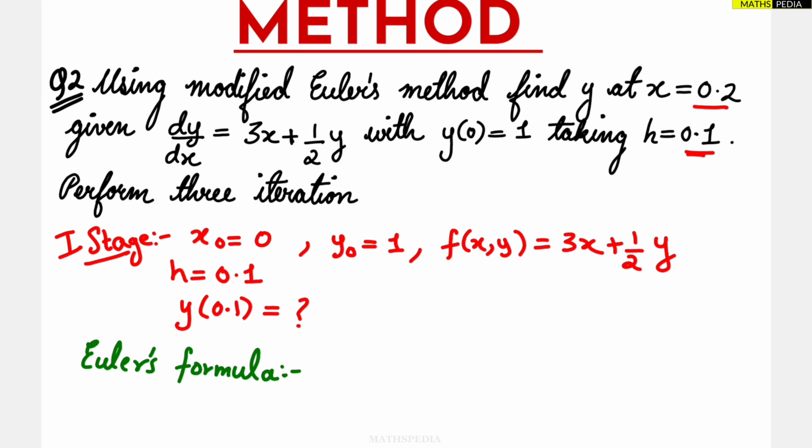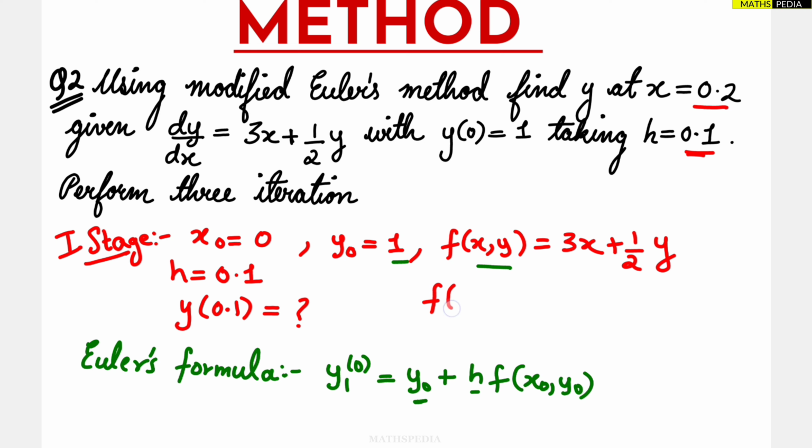What does this Euler formula say? y1 of 0 is equal to y0 plus h into function of x0 comma y0. So here, for y1 of 0 I need the value. The y0 value we already know is 1, the initial condition. The h value we know. Function of x0 comma y0, what is that? This is a function of x and y. So x0 comma y0, what will happen?